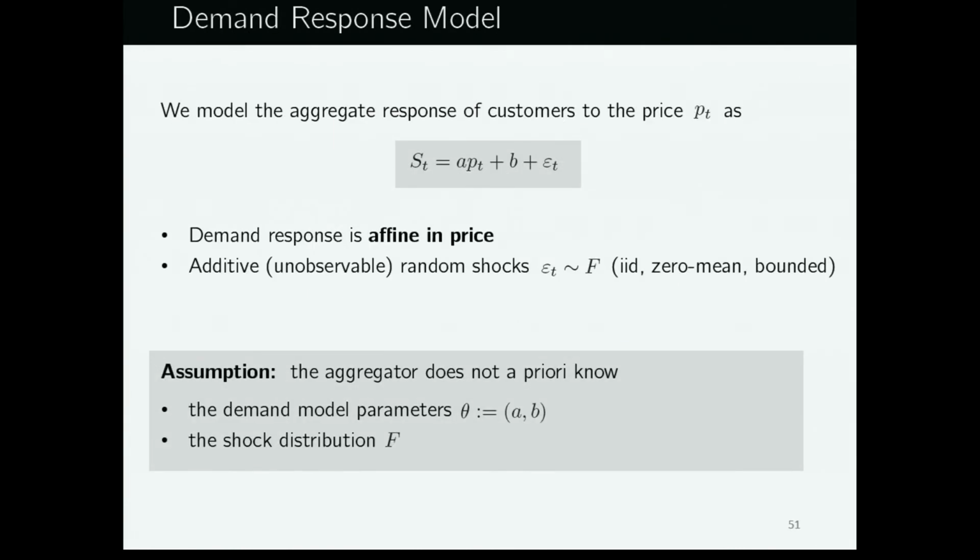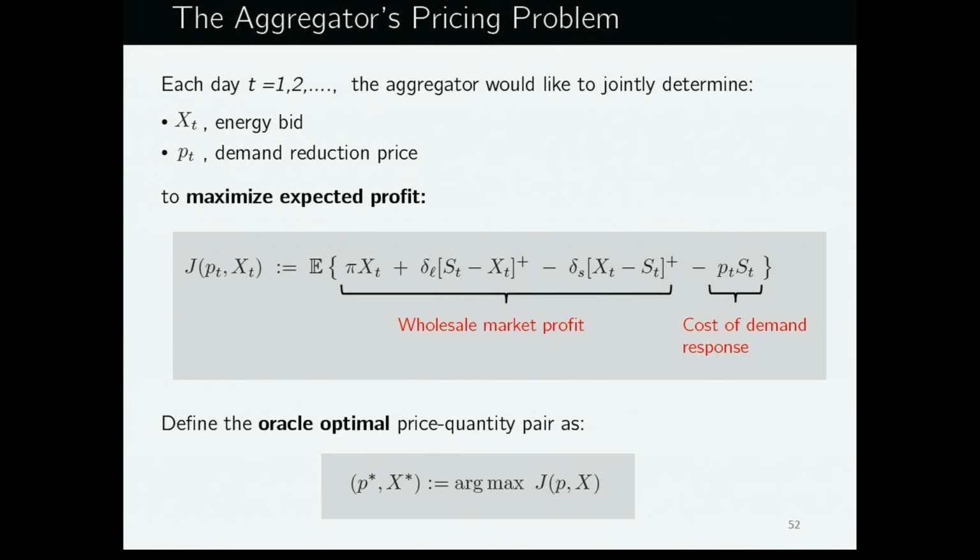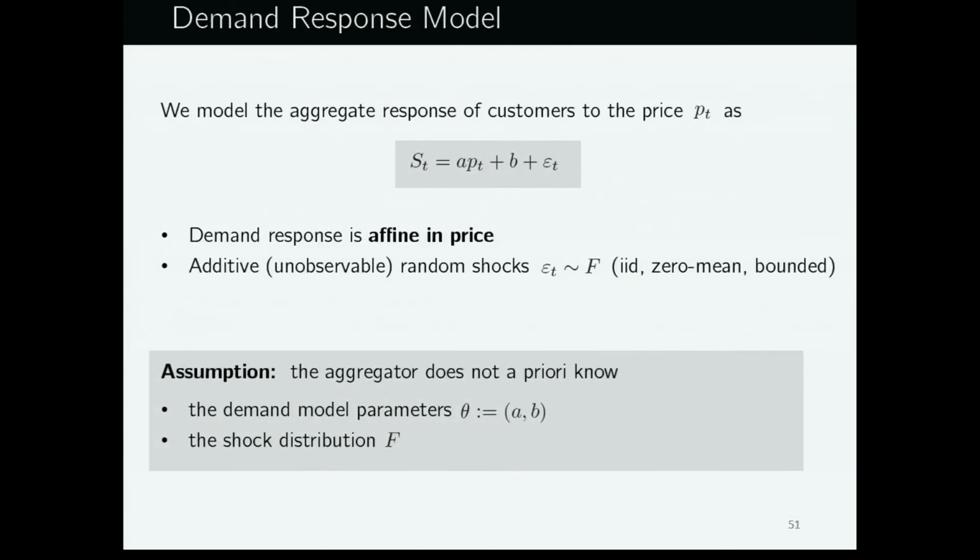Fine. So we need some model to begin to even reason about how we might set prices. For the purposes of this talk, we'll assume that the aggregate demand function is an affine function of price subject to additive and unobservable shocks, which are independent, identically distributed over time. So we'll assume that you have an affine parameterization, but we don't assume that the utility or aggregator knows these parameters, nor does it know the distribution of the shock, which, because of the structure of this problem, will actually turn out to be important. So the aggregator has to learn these things over time.